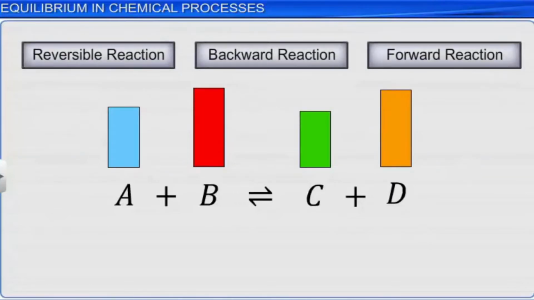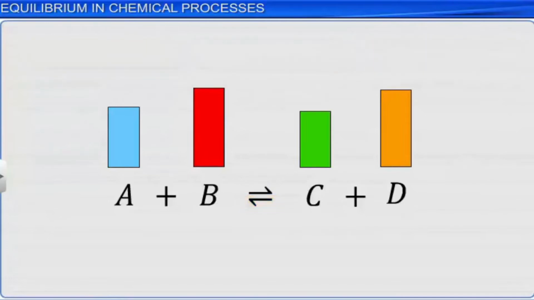The characteristics of chemical equilibrium can be understood only when you are familiar with certain terms, like reversible reactions and forward and backward reactions. So, let's get acquainted with these terms first.